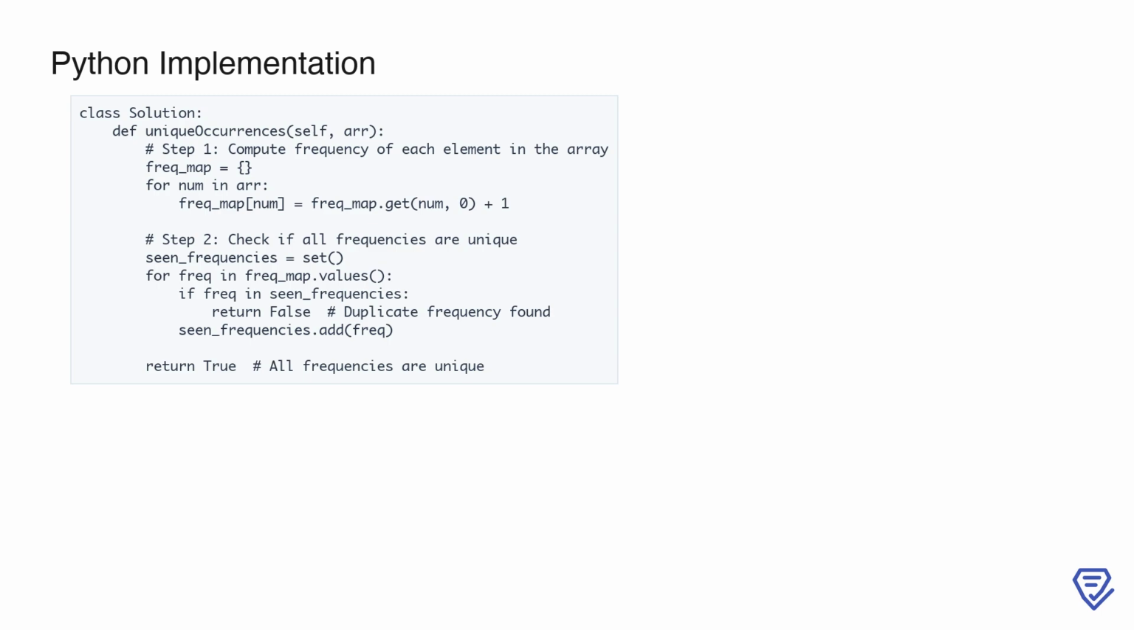Step 2. Verify unique frequencies. Next, we need to determine if all frequencies are unique. A set, seen_frequencies, is used to store already encountered frequencies. The code iterates through the values in frequency_map, i.e., the frequencies. If a frequency is found in the set, it means a duplicate frequency exists, so the function immediately returns false. Otherwise, the frequency is added to the set. Return result. If the loop completes without finding duplicate frequencies, the function returns true, indicating all frequencies are unique.